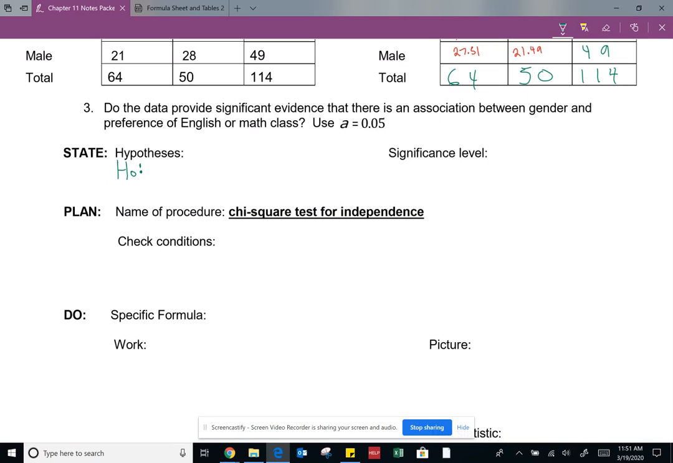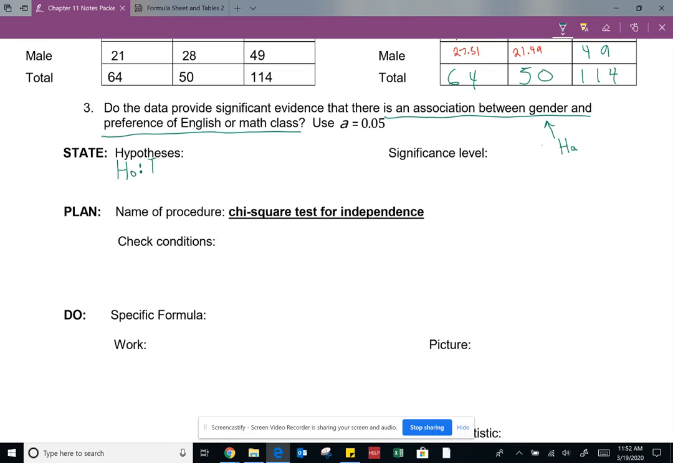Well, what we're testing is, does the data provide significant evidence that there is an association between gender, preference of English or math class. So this last sentence is always going to be our alternative hypothesis. It's what we're testing. So our null hypothesis is the opposite of that. So we're going to assume for right now that there is not an association.